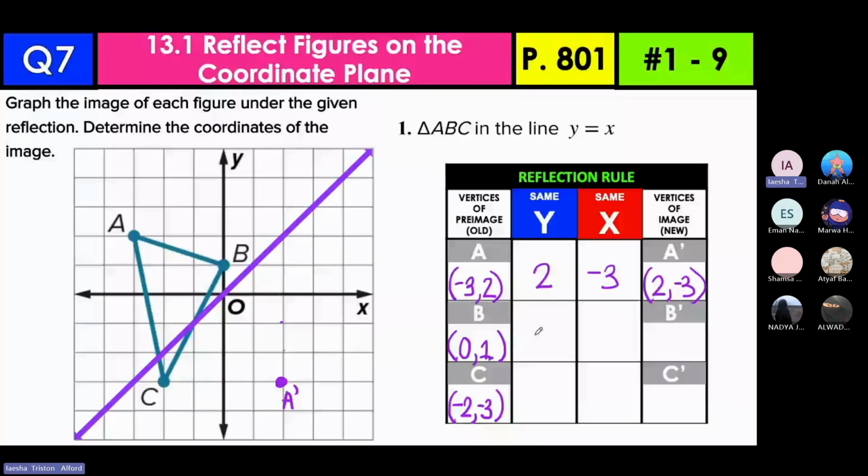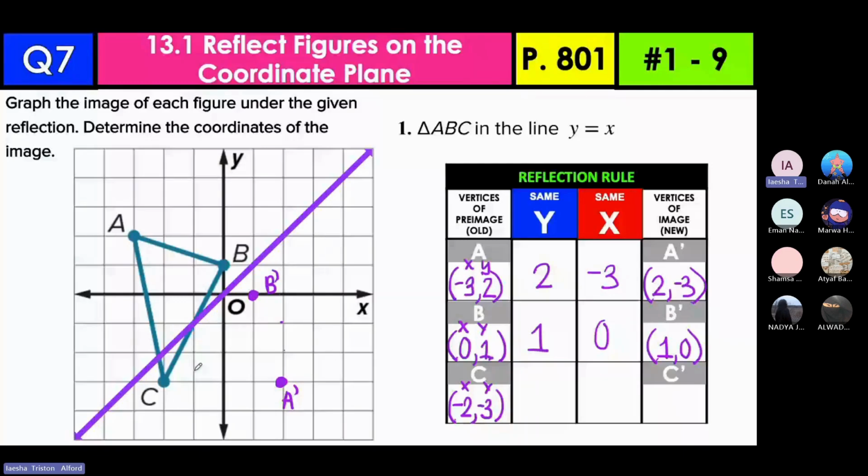For B prime, keep the same y, +1, and keep the same x, 0. For those of you that need it, this is x, this is y. So where is B prime? Positive 1 and 0. Go right 1 and stay. This is B prime.